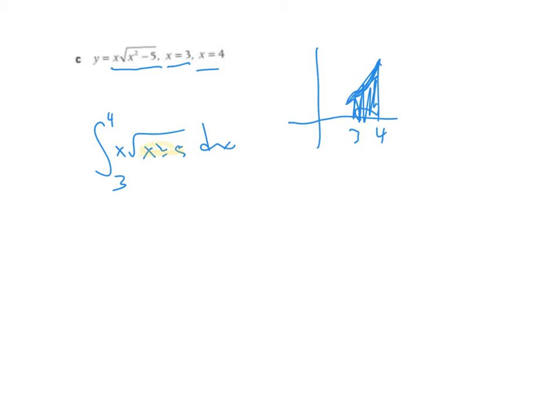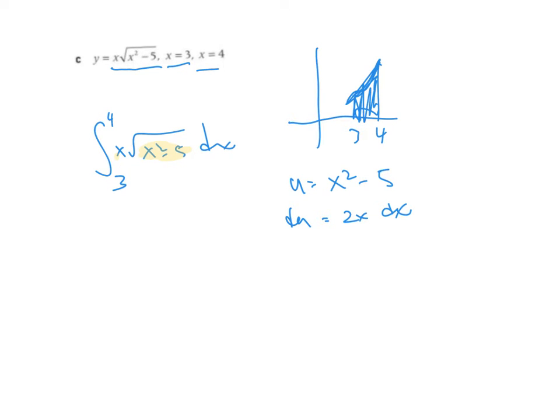This here is going to be my u. The reason I know that is if I find the derivative of this, I end up with some kind of x with extra coefficients, which I can work with. So I'm going to let u be x squared minus 5. So du is equal to 2x, the 5 goes away, dx.